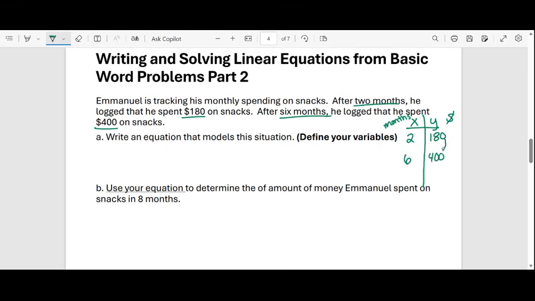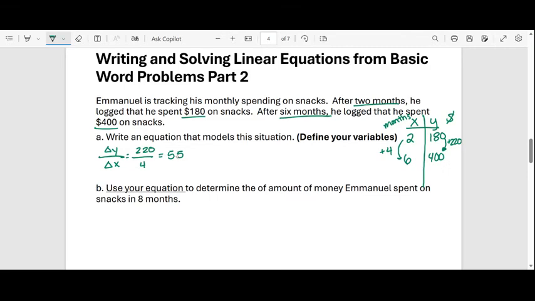So my change in y from 180 to 400 is 220. So I'm going up by 220. Then my change in x from 2 to 6 is up by 4. So I'm going to say my change in y over my change in x is going to be 220 over 4. And you can reduce that, 220 divided by 4, to 55.